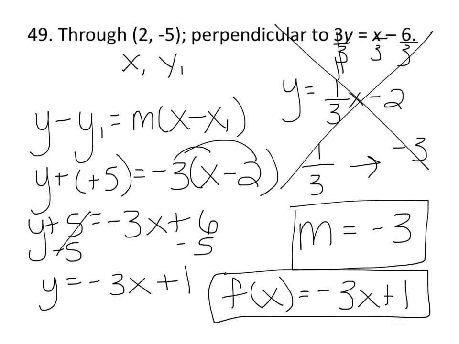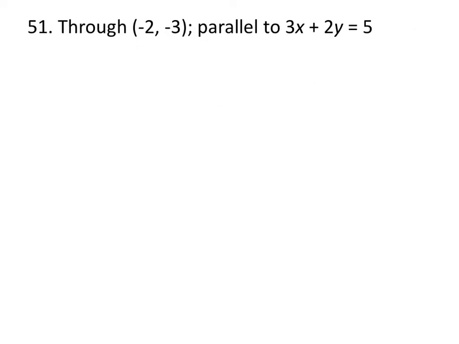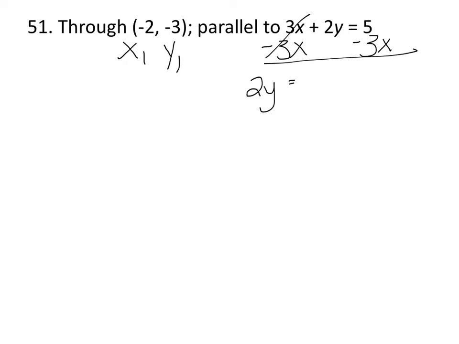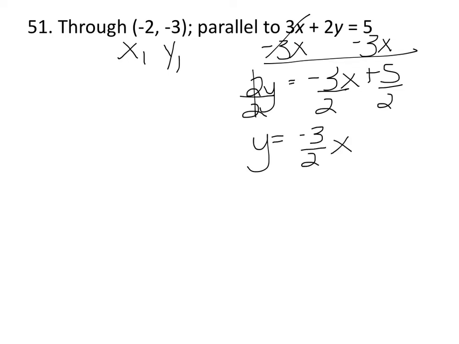Okay? So it's f of x is equal to -3x plus 1. Alright? Same thing here. We can go ahead and label x1, y1. However, parallel to this line, so I need to figure out what the slope is. So first thing I'm going to do is subtract 3x from both sides. That gives me 2y is equal to -3x plus 5. And then divide everything by 2, giving me y is equal to -3/2 x plus 5/2.